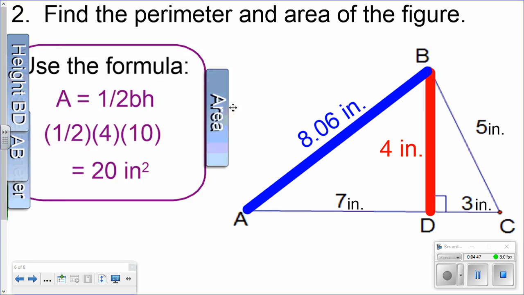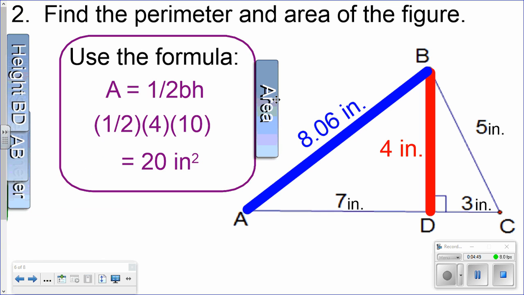The area for a triangle is 1/2 base times height. So 1/2 times the base here, which is 10, because it's the whole base we're looking at, because we're trying to find the whole figure, times the height of 4 is our area.